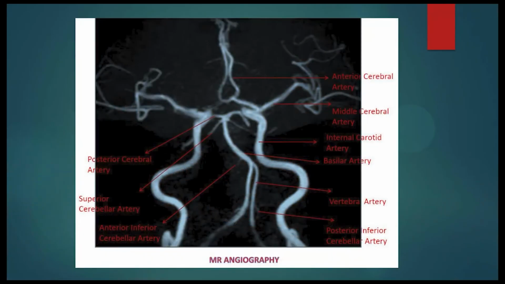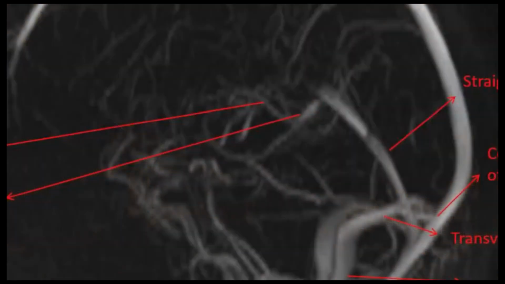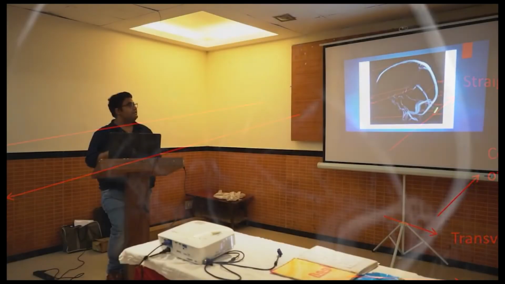This is the circle of Willis. In a patient of stroke, we can see if there is an occlusion or a thrombus, it can be very well picked up. And MRV is always done with contrast. So this is an MRV image, where we can see a venous occlusion.